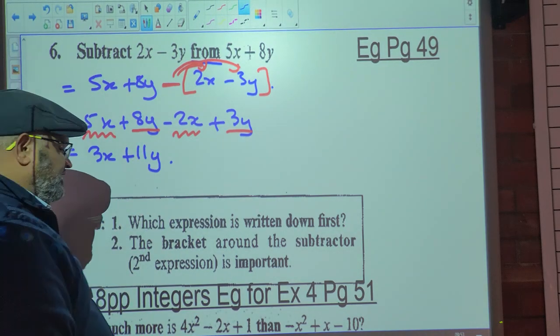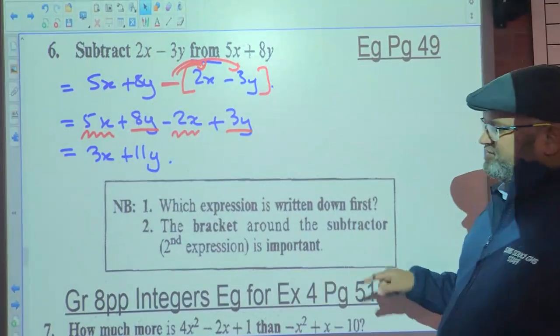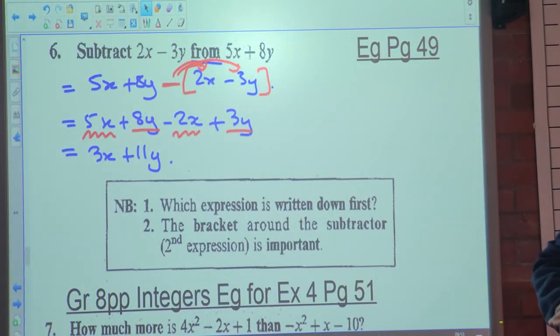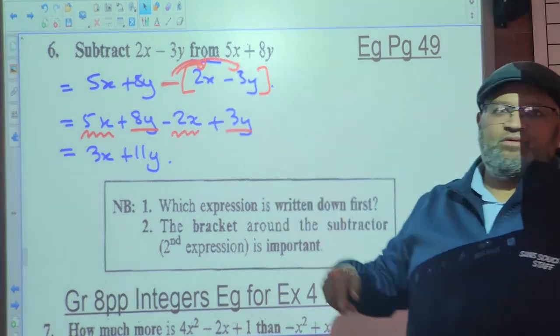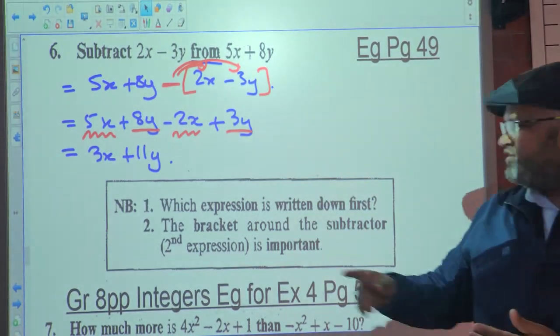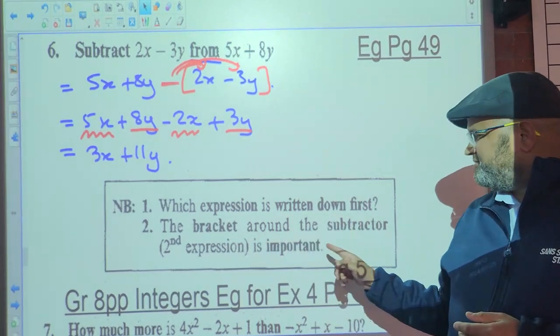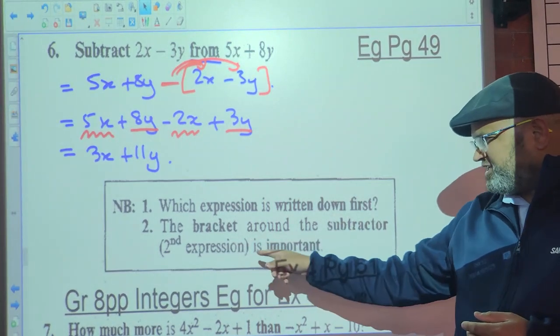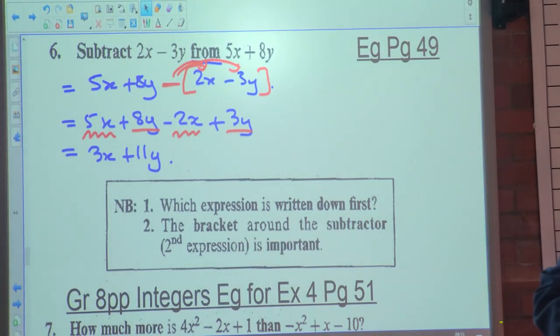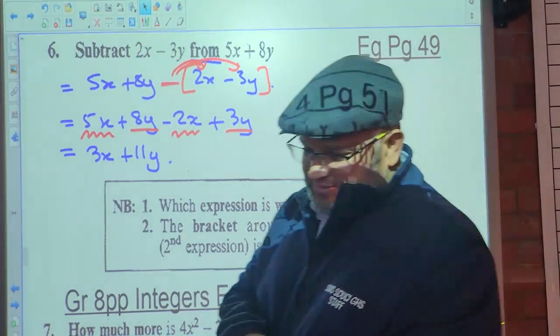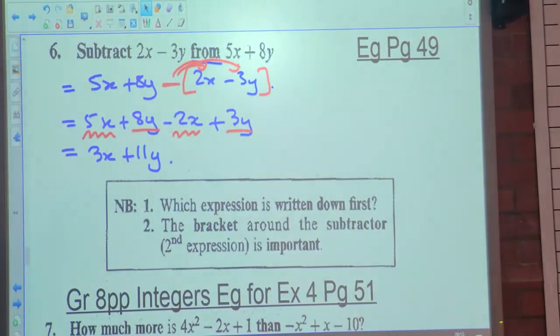Right, let's make a note that you can write down after you have written down that sum. Number 1, important to note which expression is written down first. The one that gets written down first is the one that follows from. Number 2, the brackets around the subtractor, the second expression, are important. Of course, if you leave them out, you're going to get it wrong. Okay.